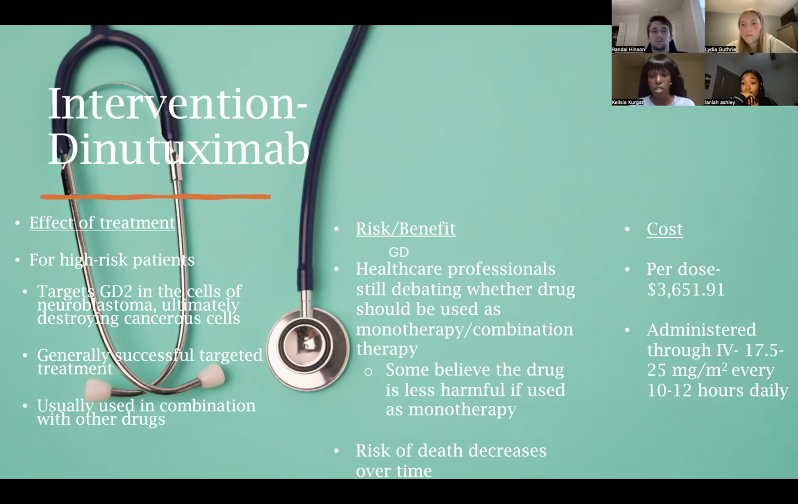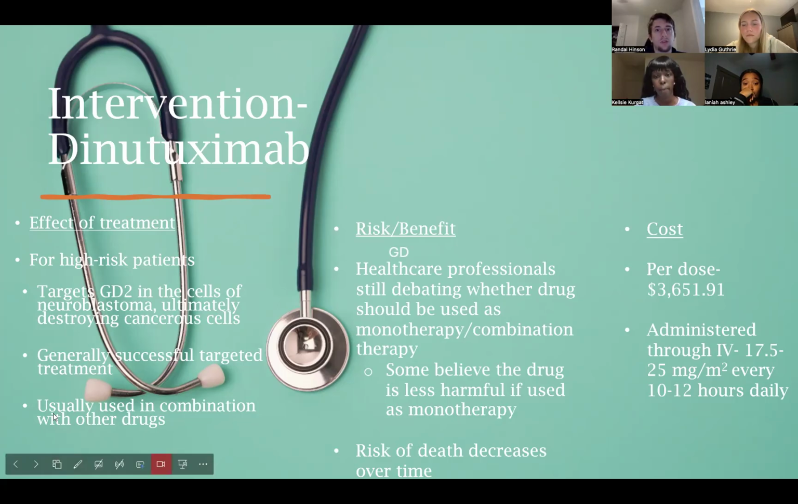It's a really expensive drug. Per dose, it's about $3,600, and it's administered through an IV. So 17.5 to 25 milligrams every 10 to 12 hours daily. And the total cost could go up to like 18 to 20,000 for the treatment.